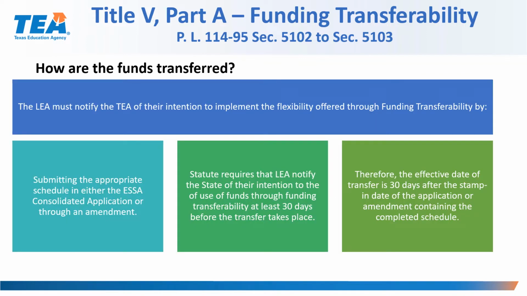How are the funds transferred? The LEA must notify TEA of their intention to implement the flexibility offered through funding transferability by submitting the appropriate schedule in either the ESSA consolidated application or through an amendment. Statute requires that LEAs notify the state of their intention to use funds through funding transferability at least 30 days before the transfer takes place. Therefore, the effective date of transfer is 30 days after the stamp-in date of the application or the amendment containing the completed schedule.